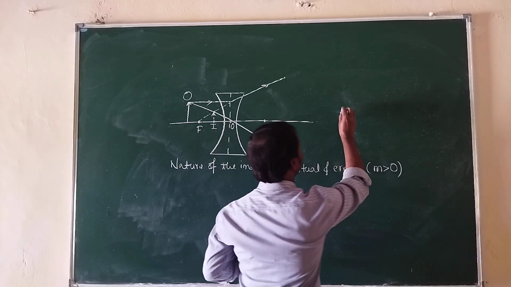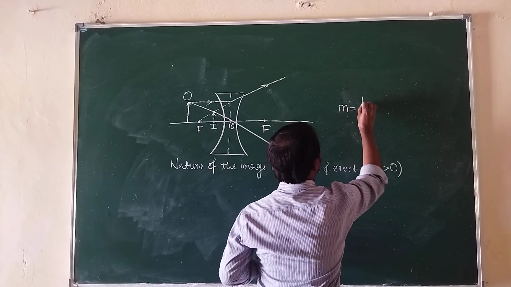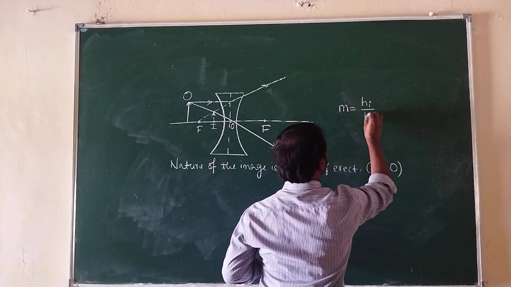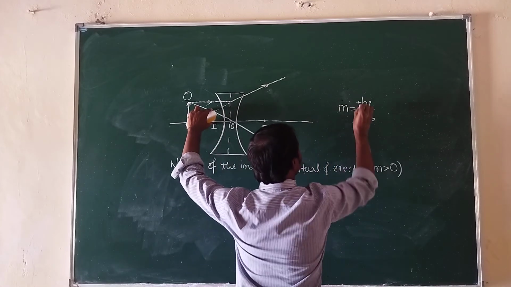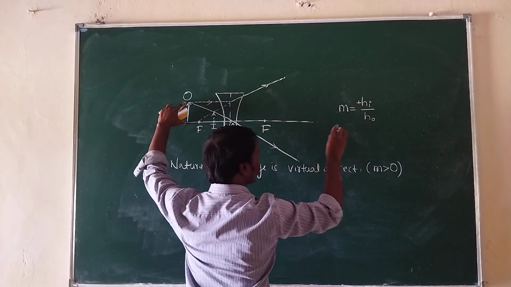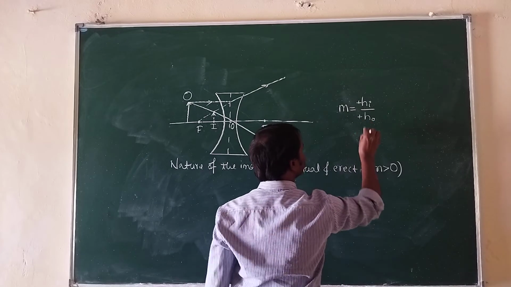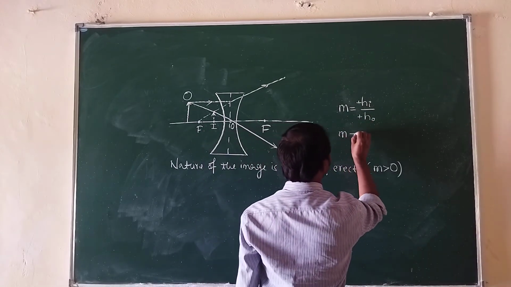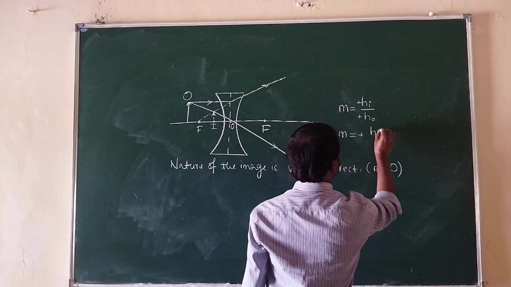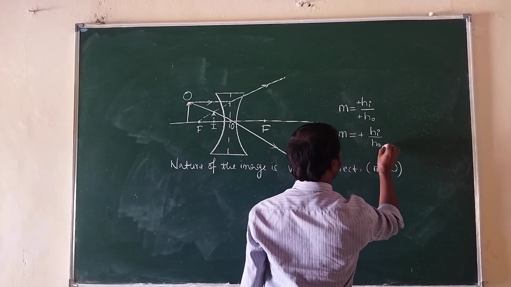Now see, m is equal to the height of the image to the height of the object. The height of the image is taken upside, that is why it is plus. The height of the object is also taken upward, that is also positive. Then positive by positive is again positive. Then magnification is positive for a virtual and erect image.